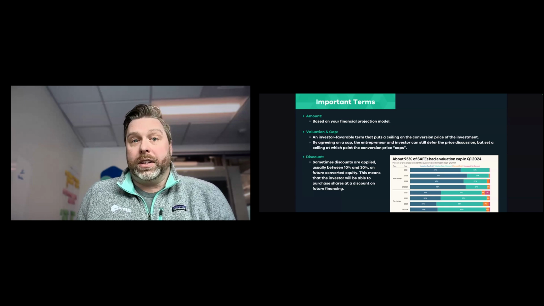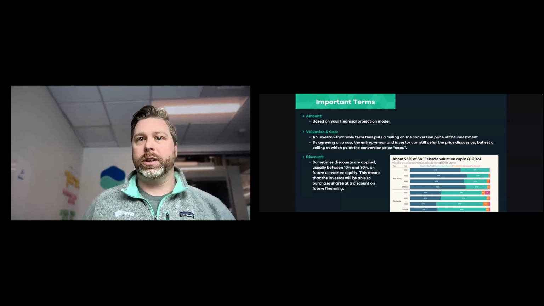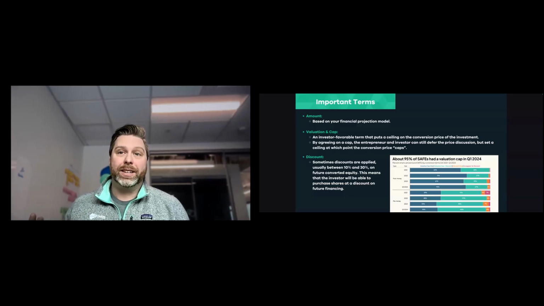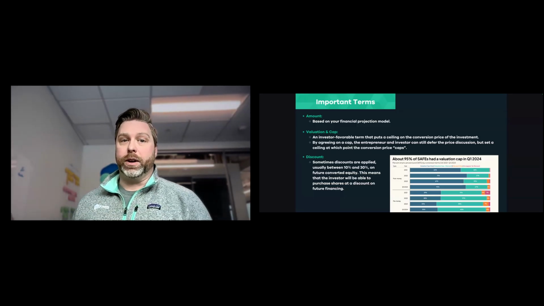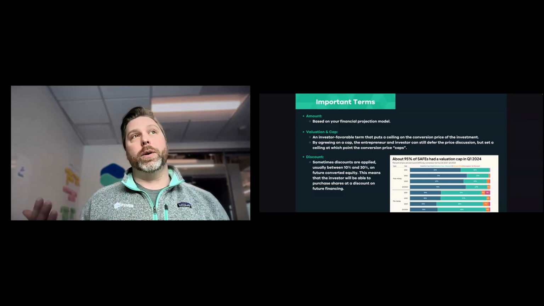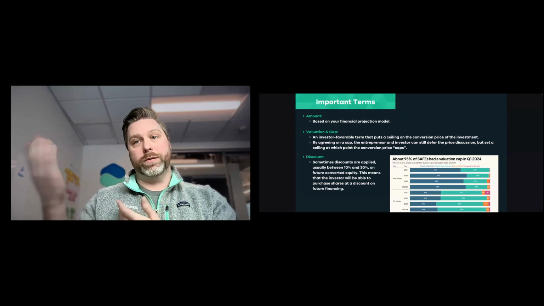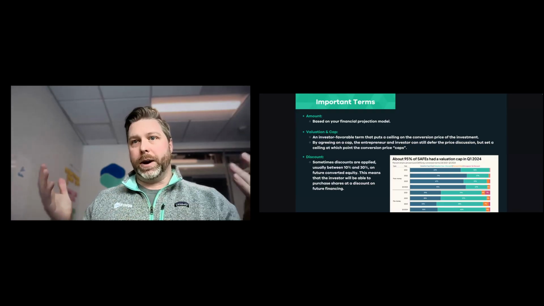There are some key terms on these legal docs. So the amount, this is how much you're fundraising, right? You should base this on a real financial model that you've built. And typically what you want to do is figure out how much money you actually need for 18 months to 24 months. And then that's the amount.